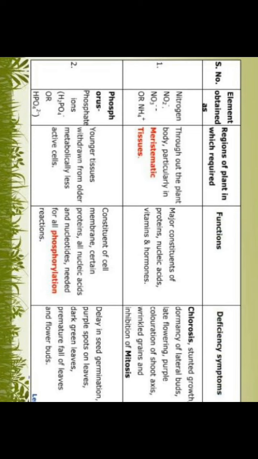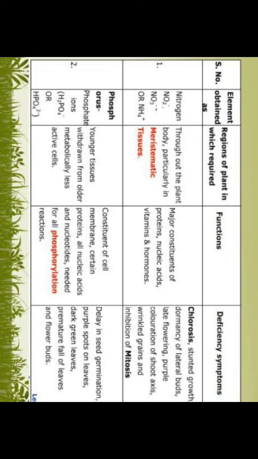Then let us see functions. Major constituents of proteins, nucleic acids, vitamins and hormones. Next, deficiency symptoms: chlorosis, stunted leaves. Next, dormancy of lateral buds. Next, late flowering, purple coloration of shoot axis, wrinkled grains and inhibition of mitosis. So these are all the different deficiency symptoms of nitrogen, one of the major elements.